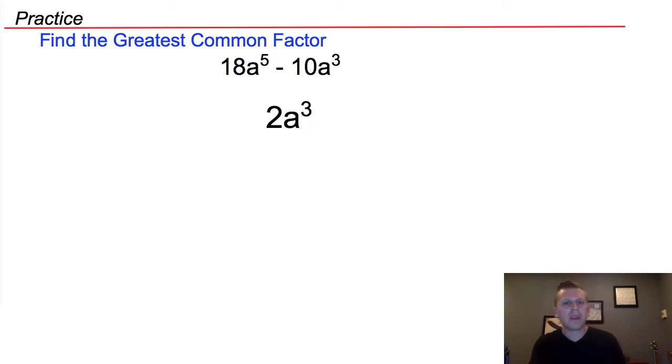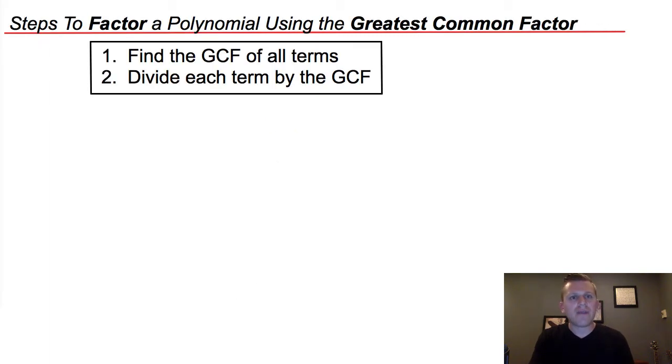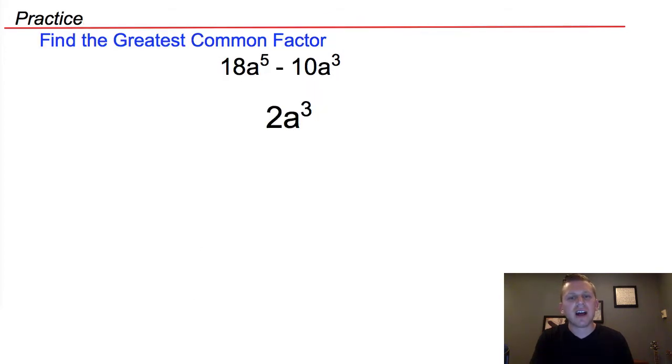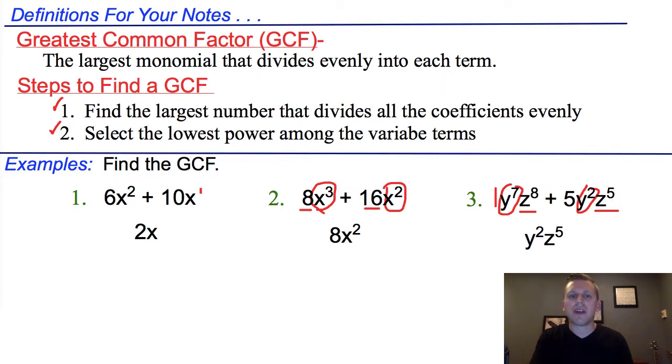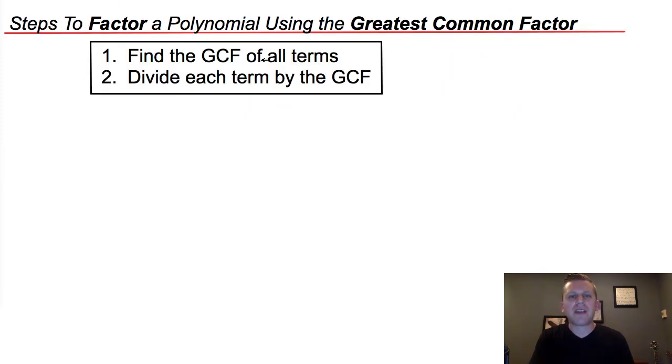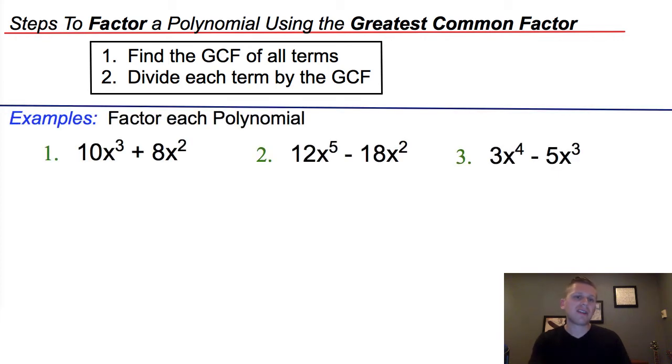Now that we're able to find a greatest common factor, we should be able to do factoring by greatest common factor. If I want to factor a polynomial using the greatest common factor, what I have to do is follow these 2 steps. Step 1 is find the greatest common factor of all the terms. That's what we just practiced on the previous slides, so it shouldn't be all that difficult. After we find the GCF of all terms, what we have to do is divide each term by the greatest common factor. Remembering that when we divide variable terms of the same base, we're going to subtract the powers. Let's look at an example.